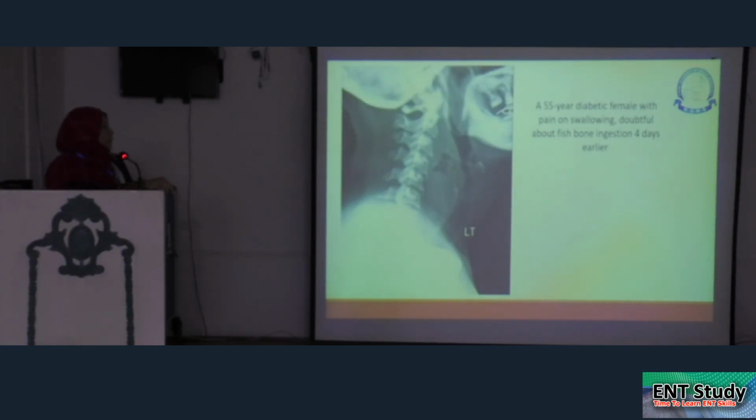A 55-year-old diabetic female with pain and swelling, with a doubtful history of fish bone ingestion about 4 days earlier. This is the X-ray lateral of the neck. It shows a significant prevertebral soft tissue thickening from C2 to C7 vertebra with a few air loculi at the level of C3, C4, causing significant displacement of the hypopharyngeal air column. So this is a case of prevertebral soft tissue abscess. This should be further evaluated with cross-sectional imaging for proper extent of the abscess.